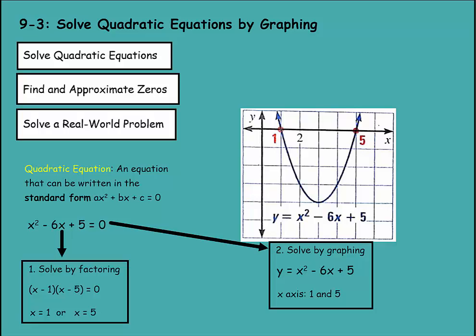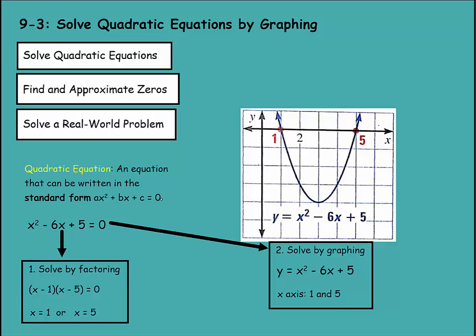We are on lesson 3 of chapter 9, which we're going to solve quadratic equations by graphing. First, we're going to solve quadratic equations, then we're going to find and approximate zeros, then we'll solve a real-world problem. First, what is a quadratic equation? Well, that's an equation that can be written in the standard form of ax squared plus bx plus c equaling 0.